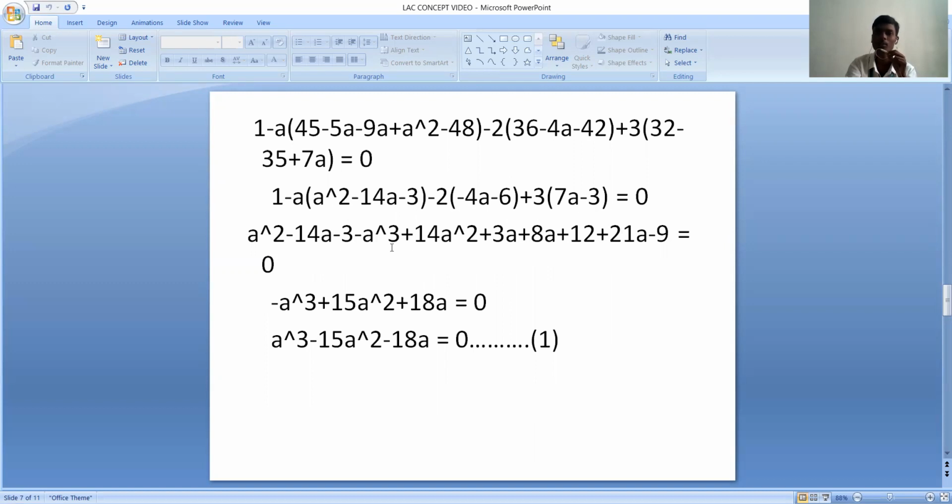And we have only one cube term, minus a cube. Next, we have a square terms, a square plus 14a square, which results in 15a square. Next, minus 14a plus 3a plus 18a plus 21a results in plus 18a. In constant terms, minus 3 minus 9 becomes minus 12, and there is a plus 12 term. Minus 12 plus 12 get cancelled, so the constant term is equal to 0. By taking minus common, we get a cube minus 15a square minus 18a is equal to 0.